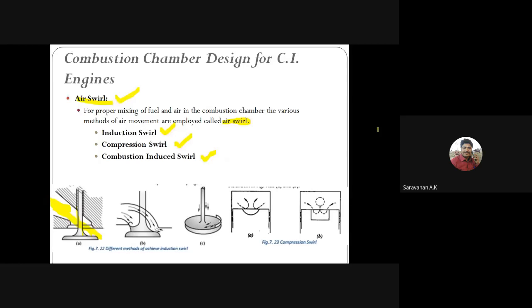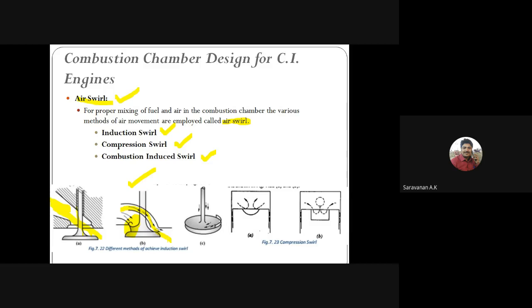Here we have a different type of swirl to the incoming air. In the second diagram you can see how the air will be coming. Here we have a mask or covering in this part. The mask stops the airflow to the combustion chamber, so only the airflow through this opening is allowed. Is it clear?